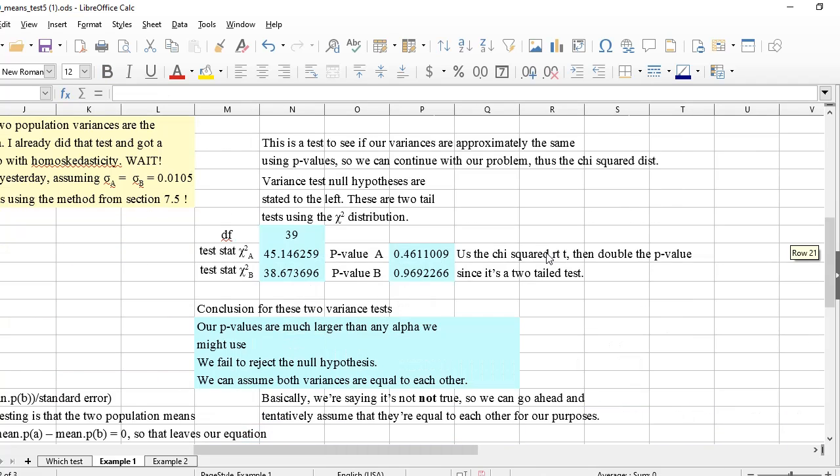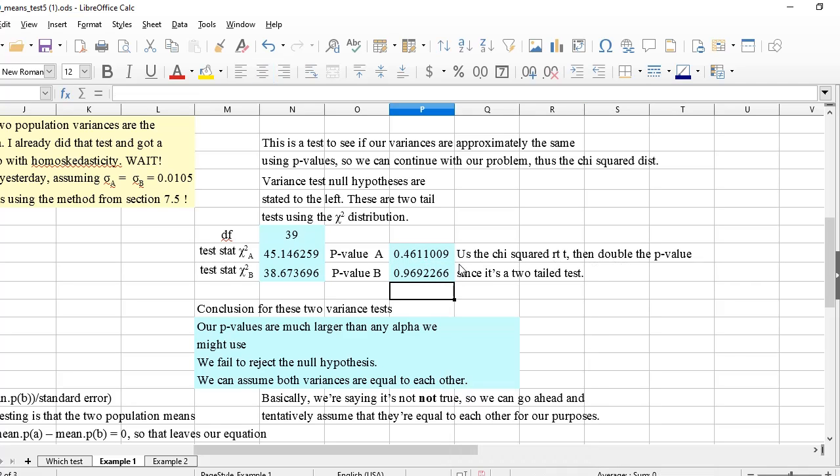Okay. Now with that, we're going to calculate the p-value, where we'd use CHISQ.DIST.RT, the right tail. For the values, we would use our test statistic and then also the degrees of freedom, and then multiply that by 2. The reason we're multiplying it by 2 is because we have a two-tailed test. Whenever you have a two-tailed test, you always have to double the p-value because you're only getting half of the bell curve. So as you can see, we have a p-value of 46% and a p-value of 96%.